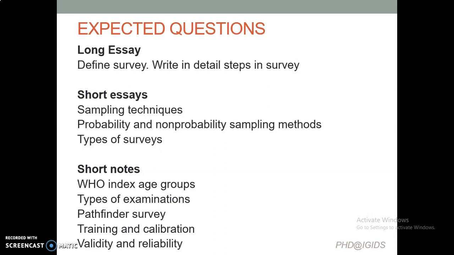Validity and reliability. And very rarely you can expect a question on the basic WHO Oral Health Assessment form, wherein you need to just elaborate on what are the headings that come under the 1997 and 2013 form, and what is the main intention of using such a form for conducting oral health assessment across the globe. Okay, so with that we finish the topic on survey procedures.